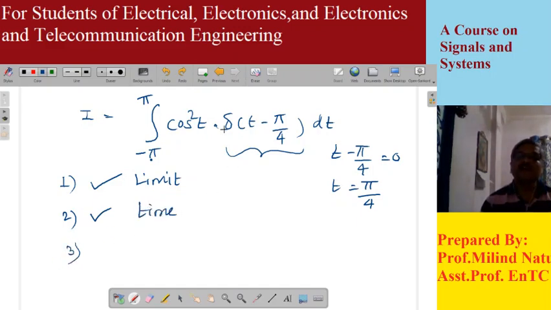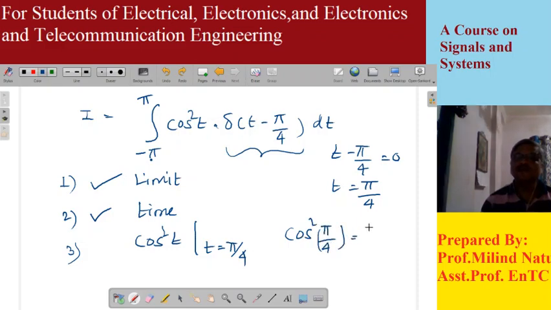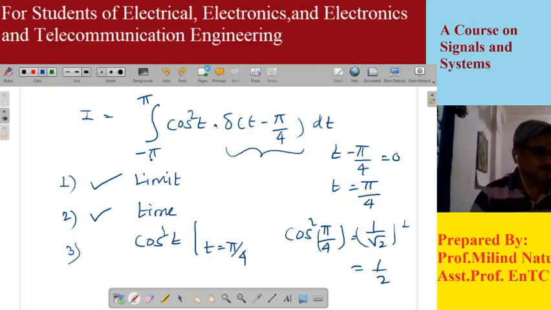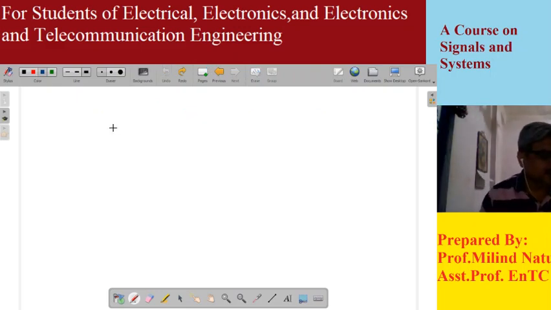In the third step I put t is equal to pi by 4 in cos square t. Cos square pi by 4: cos pi by 4 is 1 by root 2, so 1 by root 2 squared is equal to half. So this is the value of the integration. All right, in this way we can solve the problems.